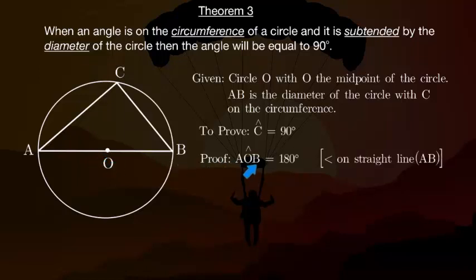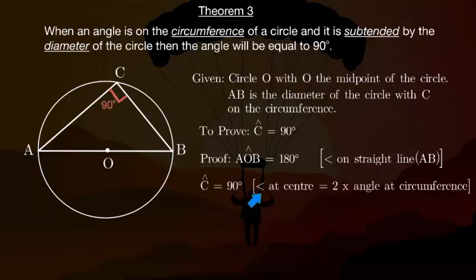Angle AOB is equal to 180 degrees because it's an angle on a straight line, and the straight line's name is AB. Therefore, we have the angle at the center, so that means the angle at the center is 2 times the angle on the circumference of the circle if it's subtended by the same arc or chord. In other words, angle C is equal to 90 because the angle at the center is equal to 2 times the angle at the circumference.